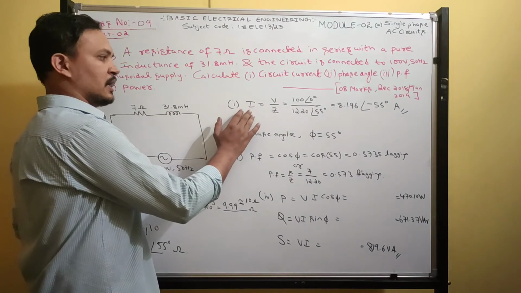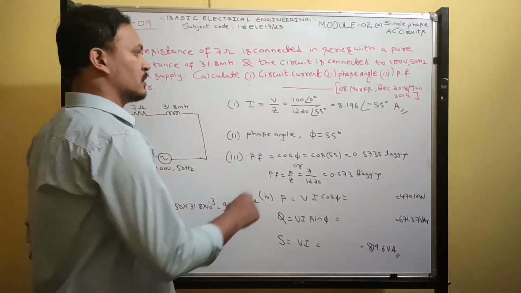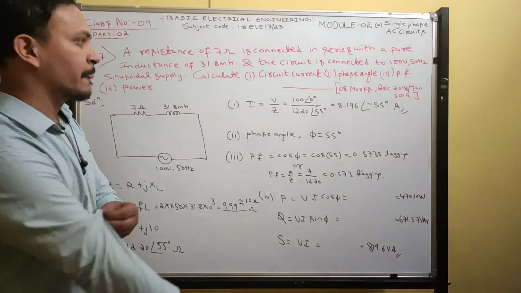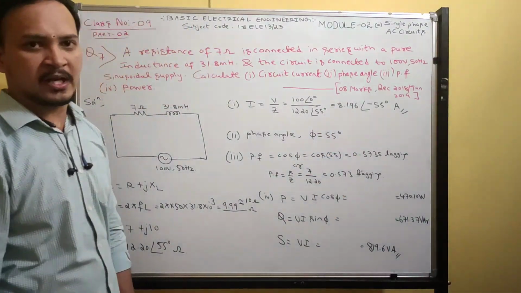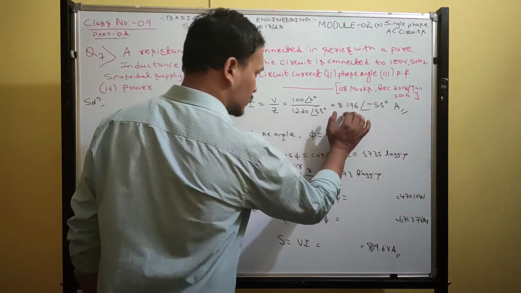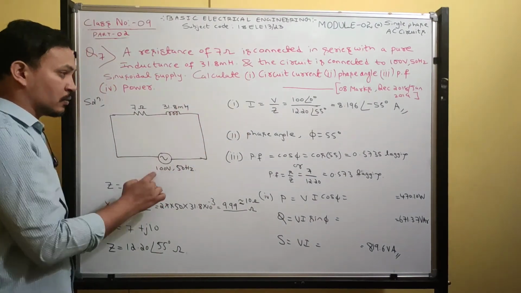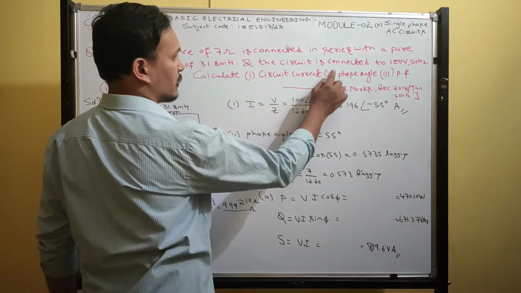Now calculate the current. I is equal to V by Z. Don't write V by R. V by Z. So 100 at an angle 0 divided by 12.20 at an angle of 55. How much we got? In polar form, we got 8.196 at an angle of minus 55 degree amperes. What this minus indicates? With respect to voltage for RL circuit, current lags the voltage by 55 degrees. Got it?